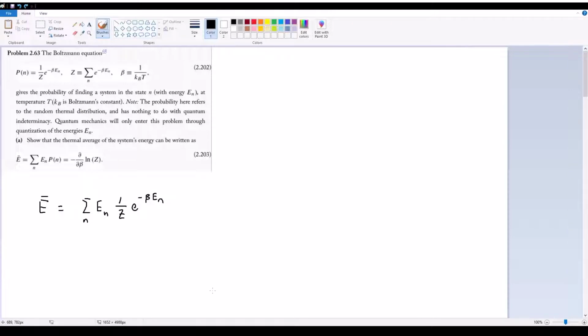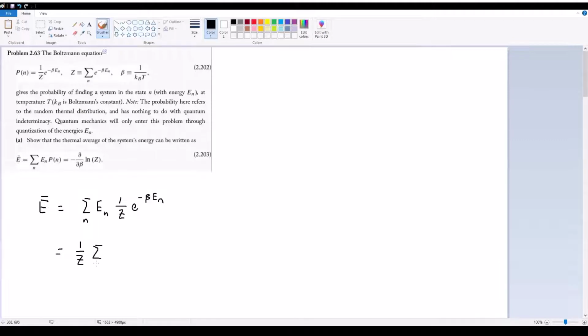At this point, the next thing I can immediately do is move 1 over Z outside of our summation, because if you look at what Z is equal to, the summation of e to the negative beta times E_n, beta is just a constant, 1 over kT, given some temperature T, and then the summation of all of the valid energies in a system is also going to be a constant. So because of that, Z is therefore a constant. It has no dependence on n, therefore it just moves out of the summation.